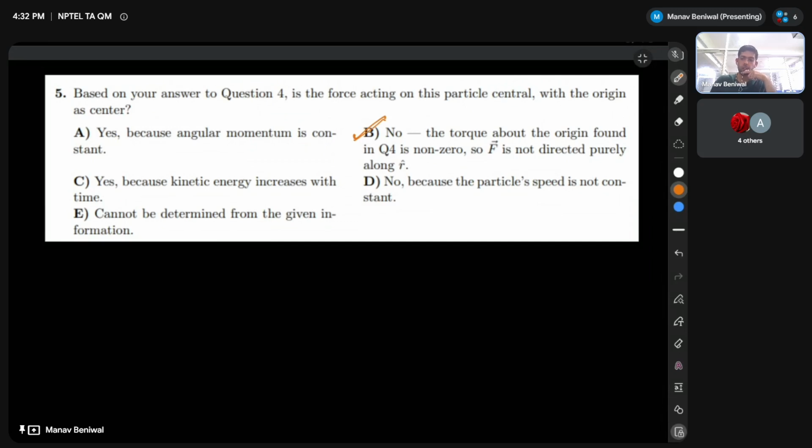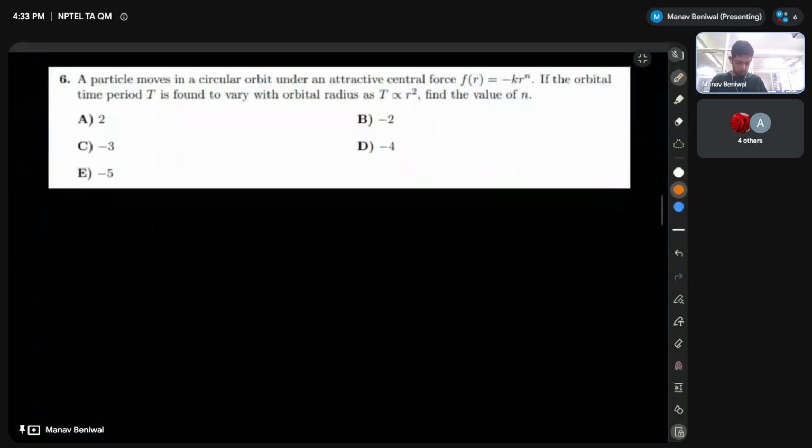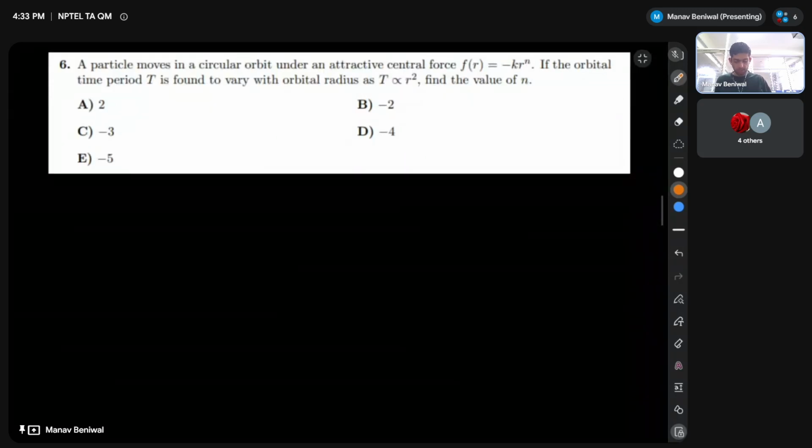Okay, any doubt in these first 5 questions? I mean, I rushed through them a bit, but they were fairly easy. So, anybody has any doubts? No? Okay. Then let us move on to some central force problems.